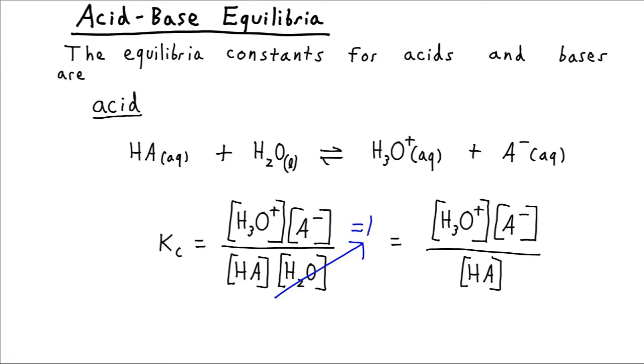Now we're going to do just one thing different when we're talking about acids. Instead of calling this Kc, I'm going to call this Ka. And it's just going to be helpful as we do these acid-base equilibria to know whether our constant refers to the acid or the base, because we're frequently going to be talking about one acid and its conjugate base, and we don't want to get those equilibrium constants confused.